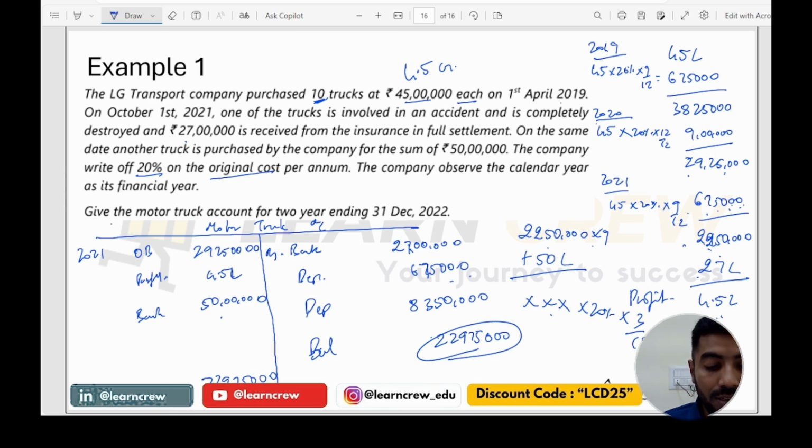Then on this value, the depreciation will be provided. This is for 2021. For 2022, we need to provide depreciation on this value, usually 20% will be provided. Depreciation value will be 91 lakhs. Okay. So this is the calculation to be done.